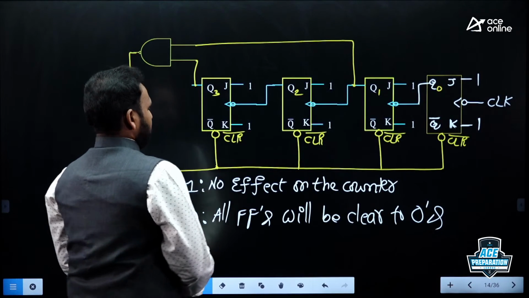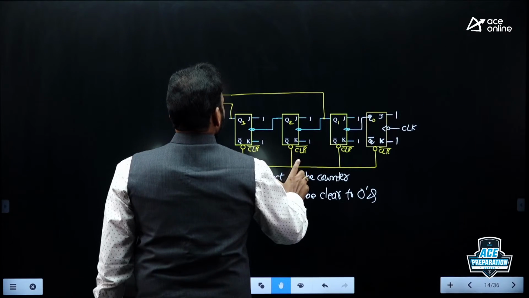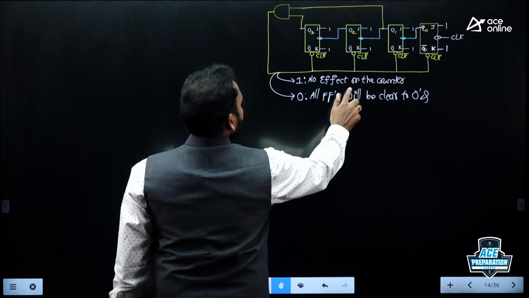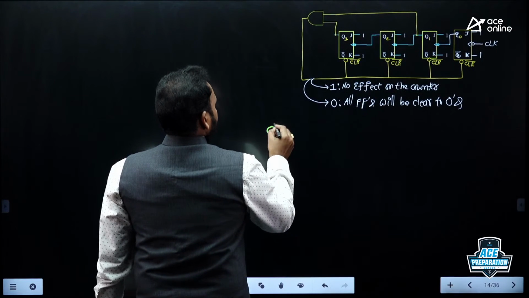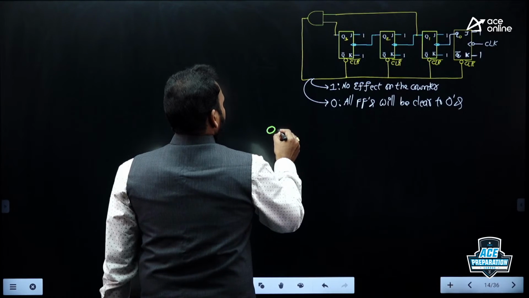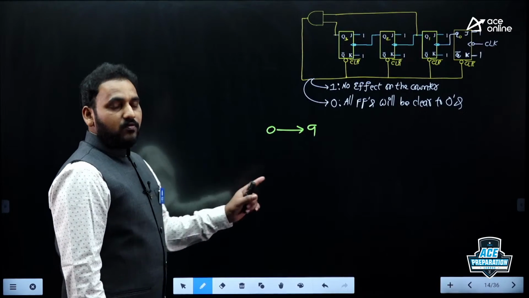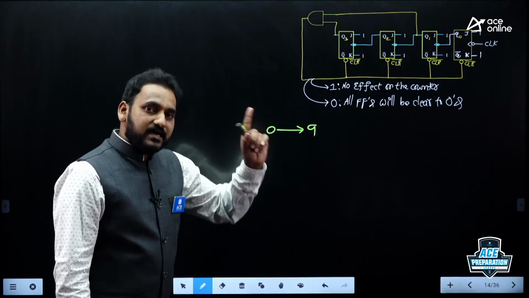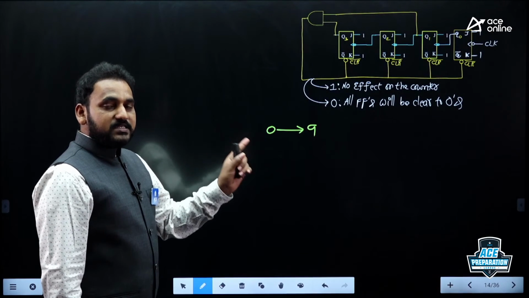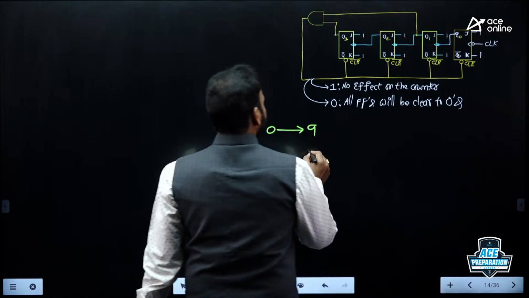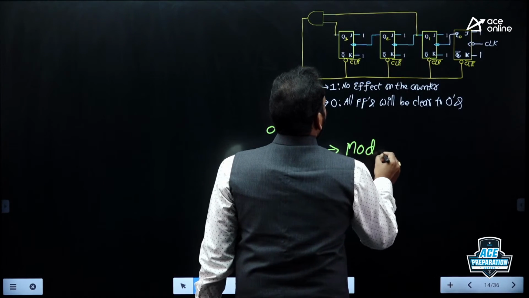So for this circuit, 0 to 9 are the stable states. Total 0, 1, 2, 3, 4, 5, 6, 7, 8, 9 can be displayed by this counter, so the given circuit is a mod 10 counter.